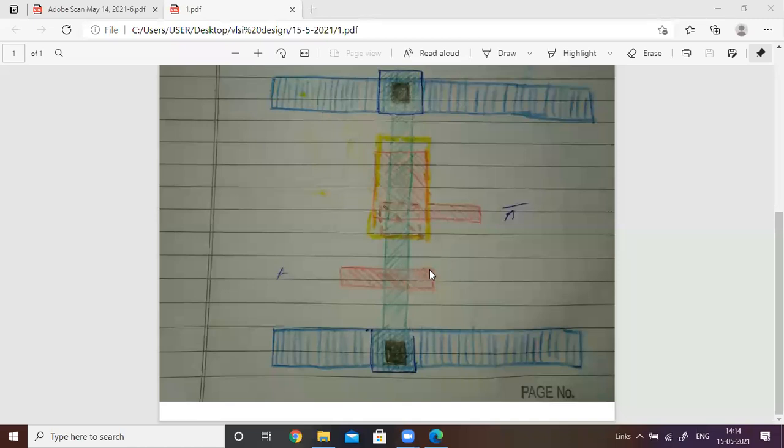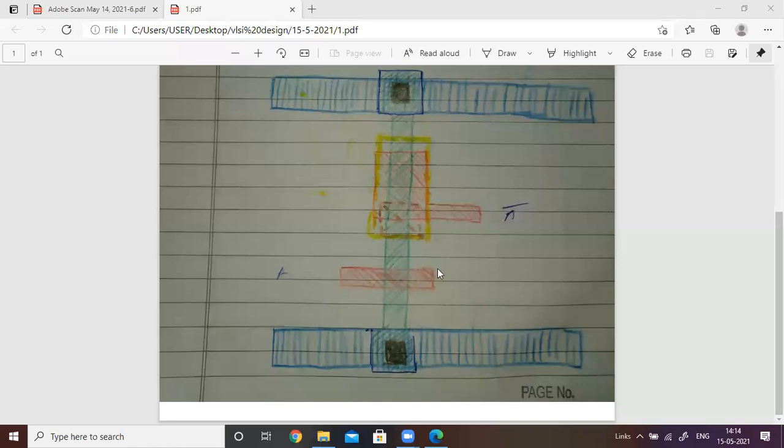Don't forget, in the layout diagram in the laboratory, this is a very, very important condition. Whenever you draw layouts in the laboratory, this extension must be 2 times lambda. Don't forget here. If it is less than 2 times lambda, definitely you will get an error. That is the main thing you have to remember.